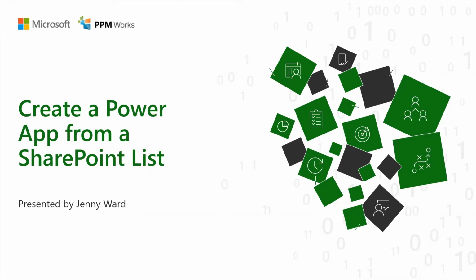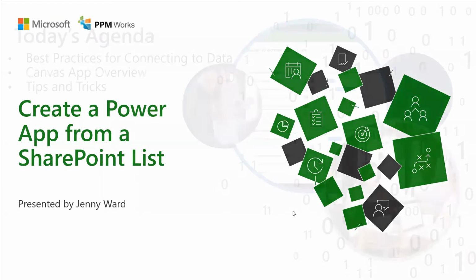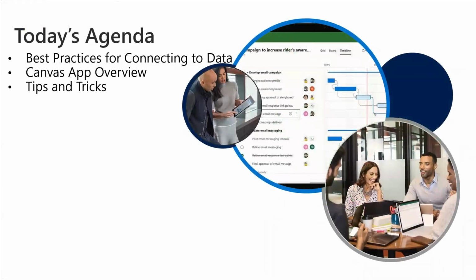Today, we are going to go through a very quick and simple review of how to create a Power App from a SharePoint list. The agenda for today will be best practices for connecting to the data. There's a couple of different ways to do that, so we're just going to review what the benefits and caveats are of the different approaches. We'll do a quick overview of the Canvas app itself. I'll show you some different options that you have there for laying out the fields within the app. And then we'll go through a couple of tips and tricks that I'll teach you.